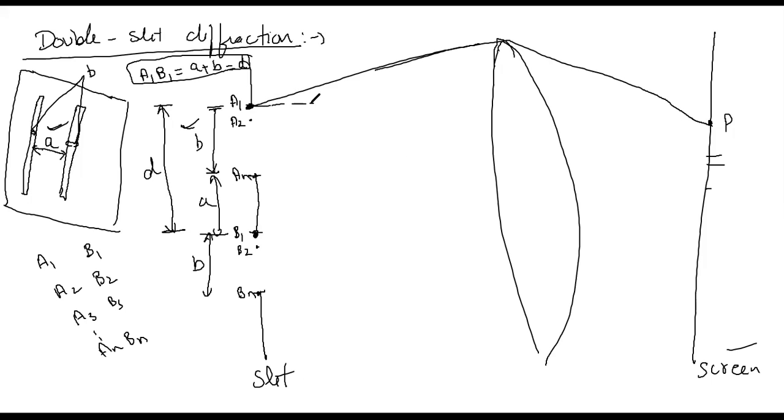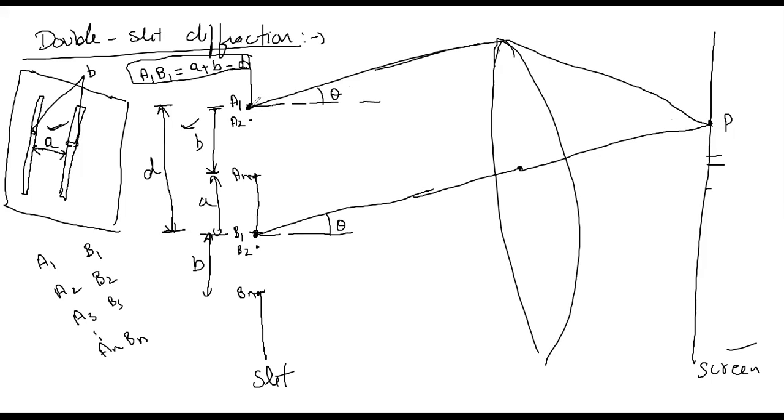Let's say यहाँ से आपकी light diffract हुई by an angle theta. Exactly by the same angle, इस वाले point से आपकी जो light है, that will be diffracted by angle theta here.